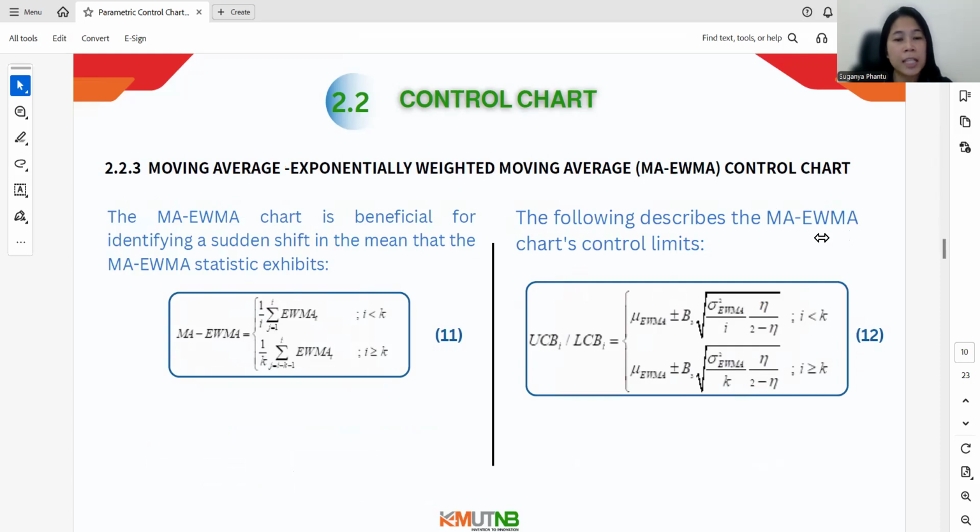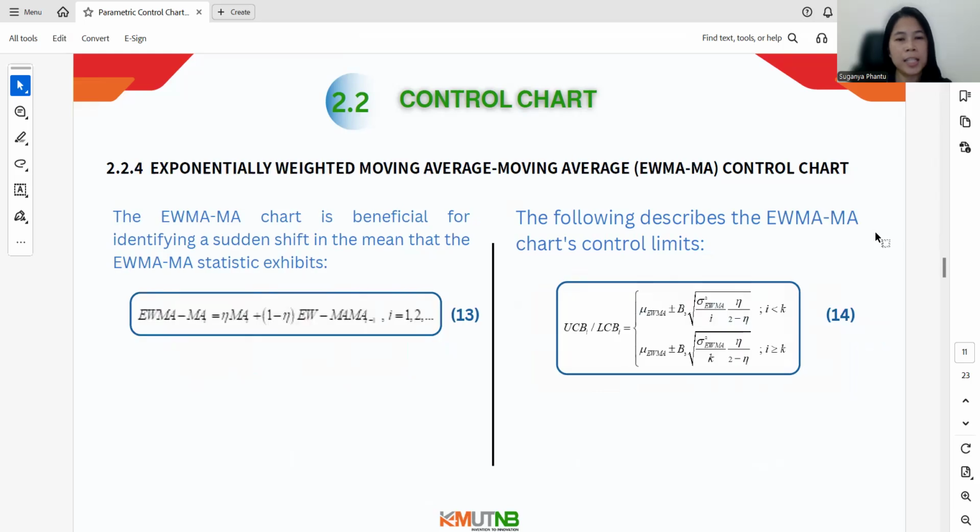The third chart is the MA-EWMA chart. This is a hybrid chart that first applies the EWMA idea and then uses a moving average structure. The purpose of this hybrid method is to improve smoothing and increase sensitivity to process shifts. In this study, the MA-EWMA chart is compared with the single charts to evaluate whether the hybrid structure improves performance.